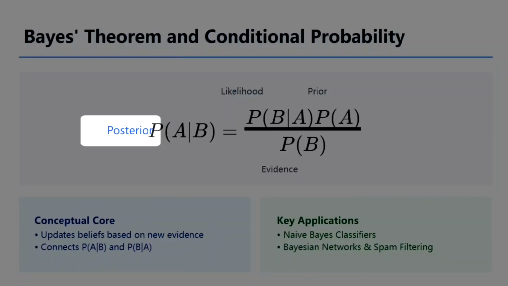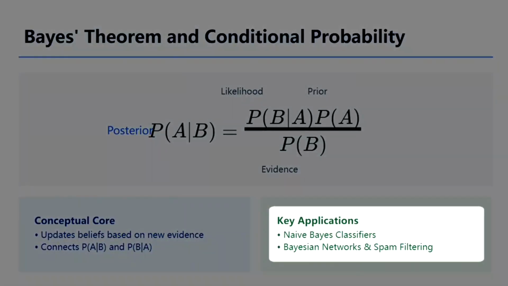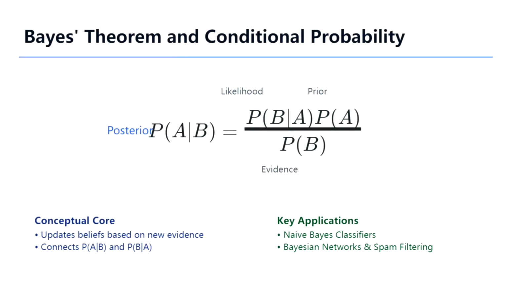It's the core of how machines learn from experience. They are essentially performing this calculation over and over to refine their understanding of the world. In practice, you'll encounter this in naive Bayes classifiers, which are often used for text filtering, and in Bayesian networks that handle complex reasoning under uncertainty. Next, we'll see how these probabilistic foundations lead us into the world of descriptive and inferential statistics.